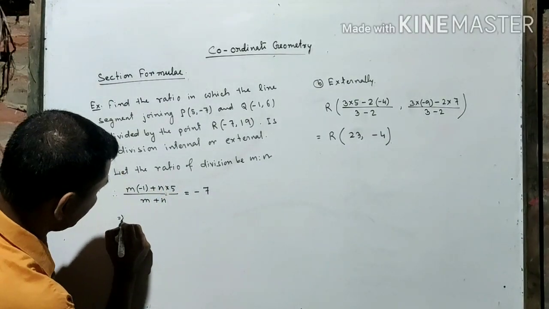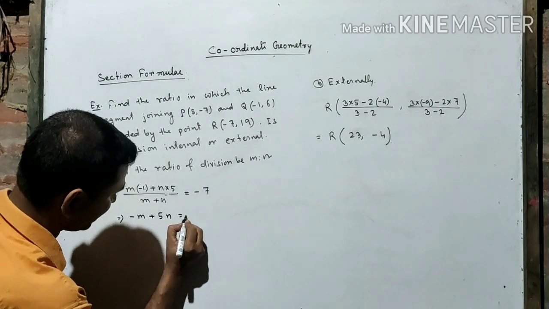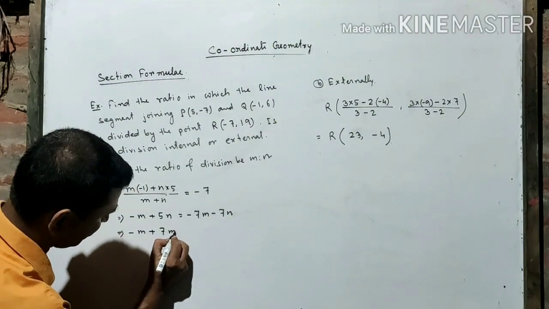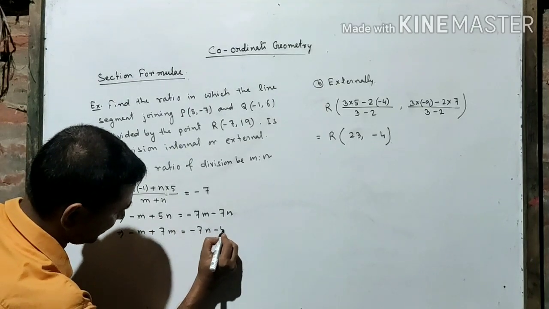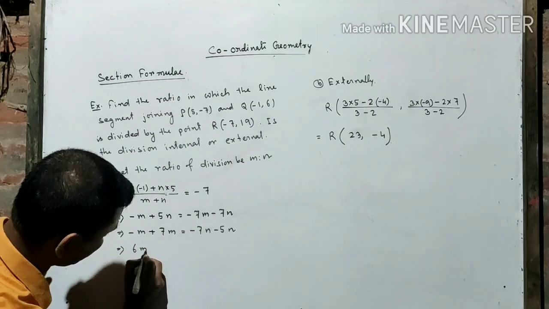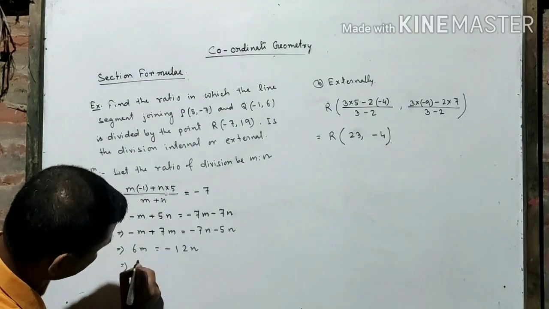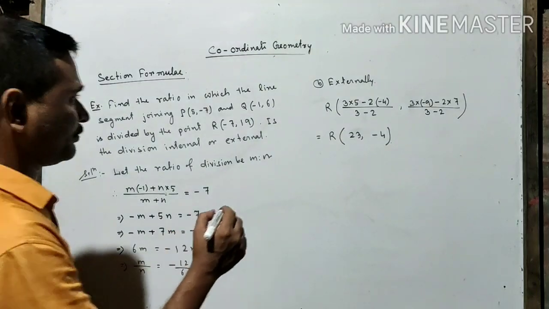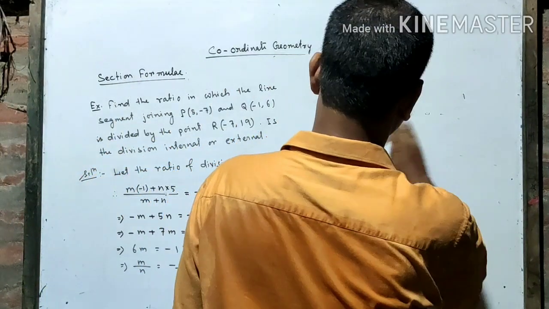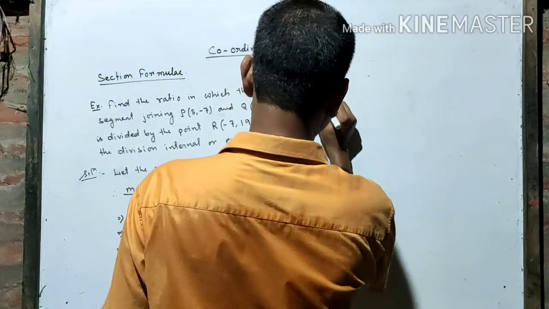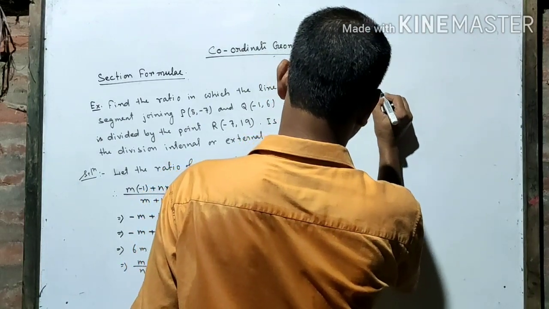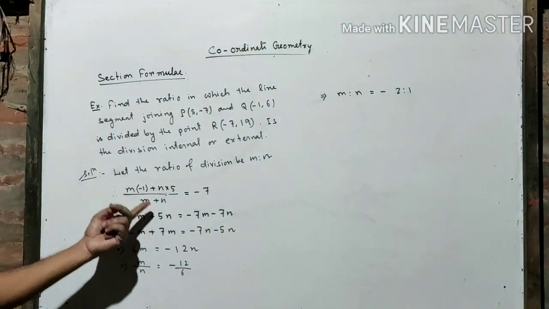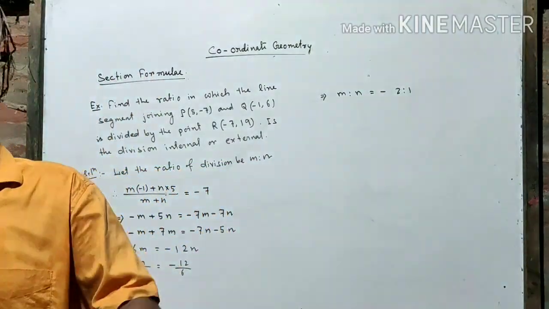Okay. This implies minus m plus 5n is equal to minus 7m minus 7n. This implies minus m plus 7m is equal to minus 7n minus 5n. This implies 6m is equal to minus 12n. This implies m by n is equal to minus 12 by 6. This implies m is to n is equal to minus 2 is to 1. Okay. So we have applied the internal division formula and found the ratio to be negative. That means the division is external.